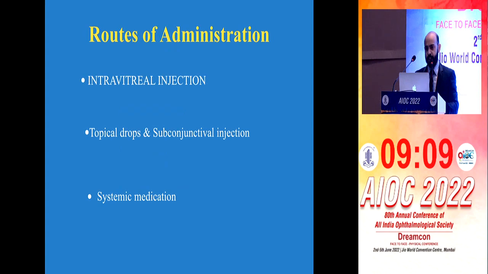Now, intravitreal injection is the only surefire way to know that the drug will reach the vitreous cavity in the required concentration. Topical drops, subconjunctival injections, they are not adequate. You have to go for an intravitreal injection. Also, we use systemic medications. We will talk about that in the subsequent slides.